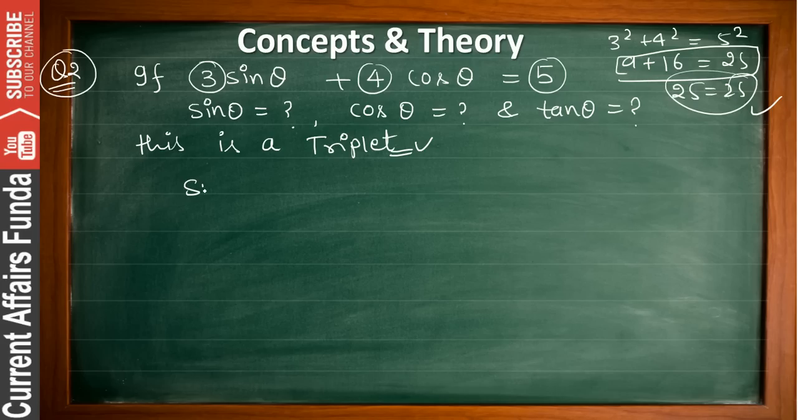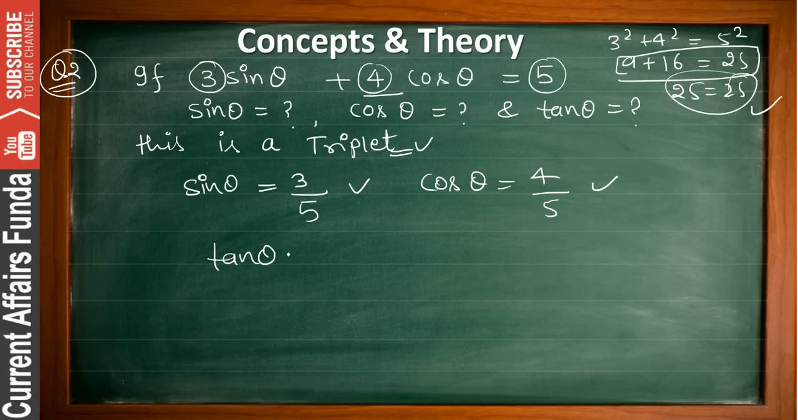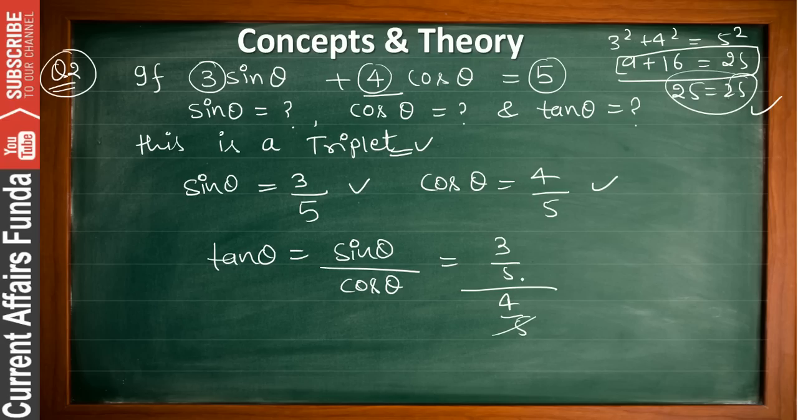Then what is the value of sin theta? I have already told you the coefficient of sin, that is 3. It will be 3 by 5, that is sin theta here. Cos theta will be the coefficient of cos, that is 4, divided by this value 5. Ultimately from here you can find out tan theta, that is equal to sin theta divided by cos theta. So friends, it will be 3 by 5 divided by 4 by 5. 5 and 5 will cancel out. So 3 by 4 will be the exact value of tan theta from here. Okay, so this is the solution here.